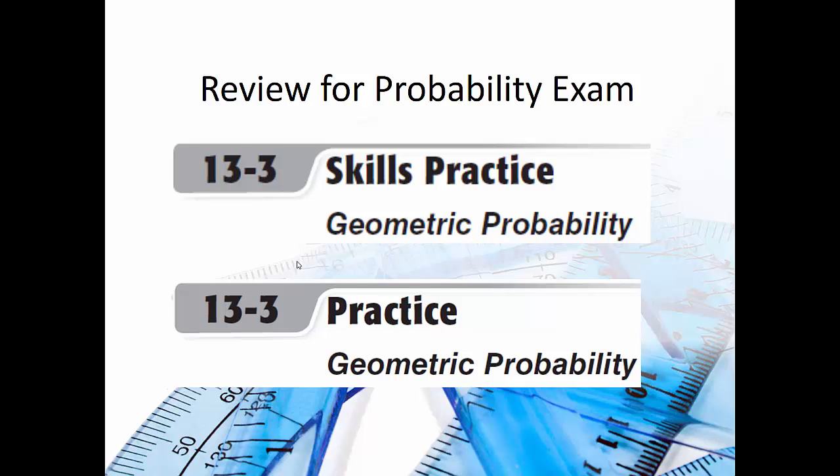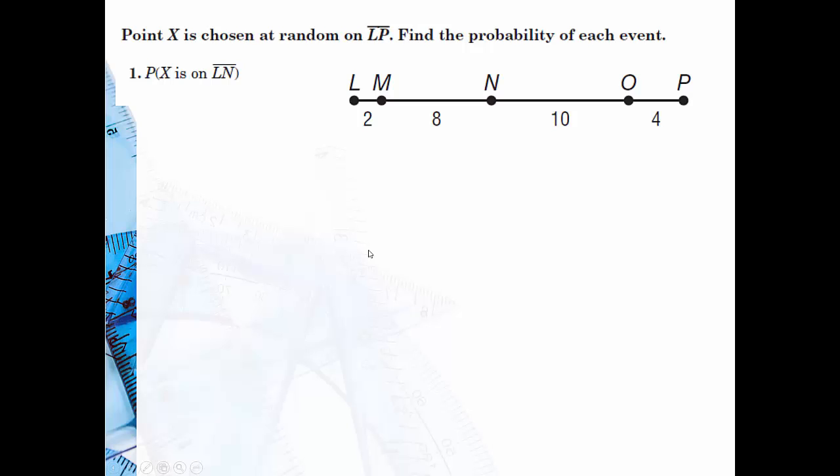Now, here are some solutions for some of the review problems I gave you for your exam. I'm going to be working on the geometric probability. And the first problem is we're looking at a point on a segment and the probability that it is on LN, so somewhere on that 10-unit segment.